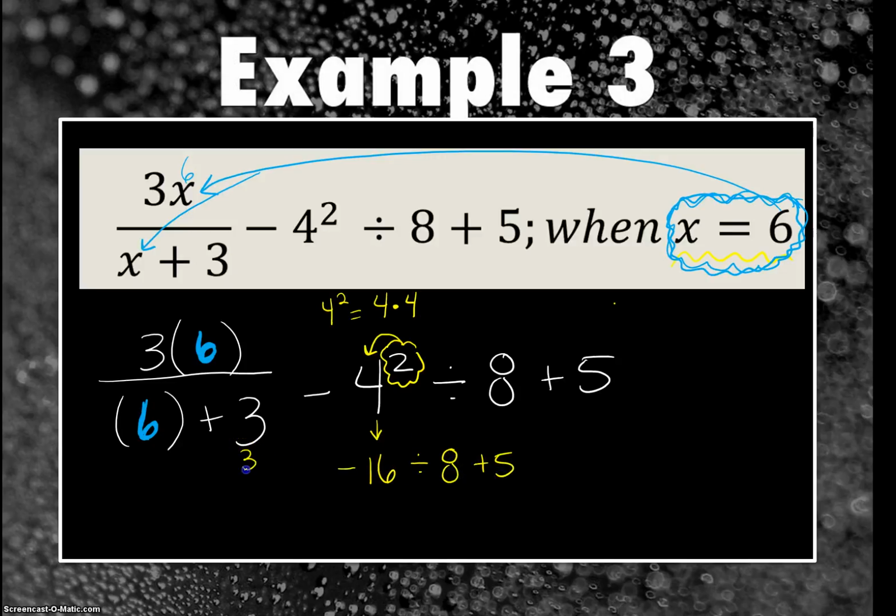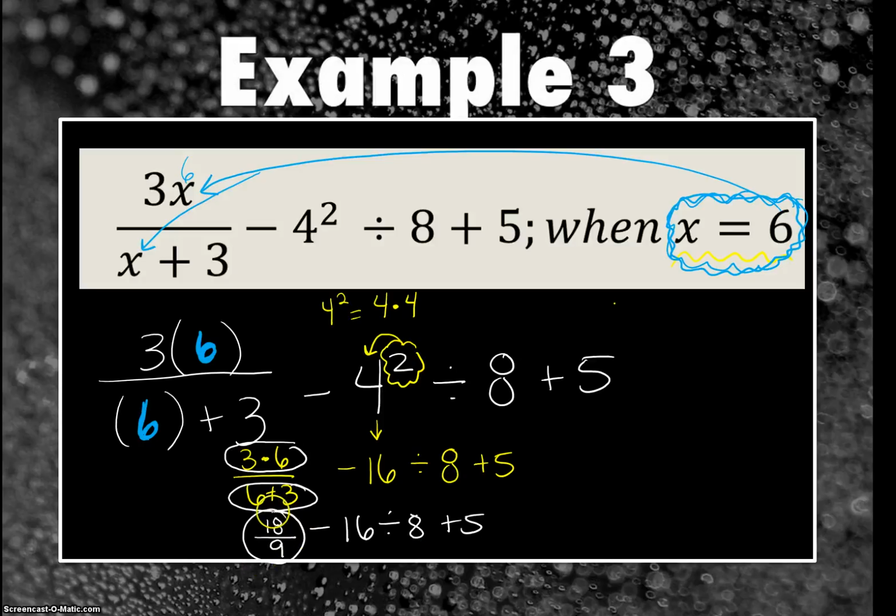I'm going to keep everything else exactly the same. So I have 3 times 6, which you could also write like this, over 6 plus 3 minus 16 divided by 8 plus 5. Now I think of multiplication and division. I'm going to do it in order from left to right. 3 times 6 is 18. Now in fractions, you always want to simplify the top and simplify the bottom before you divide. 6 plus 3 gets you 9. Minus 16, copy the rest, divided by 8 plus 5.